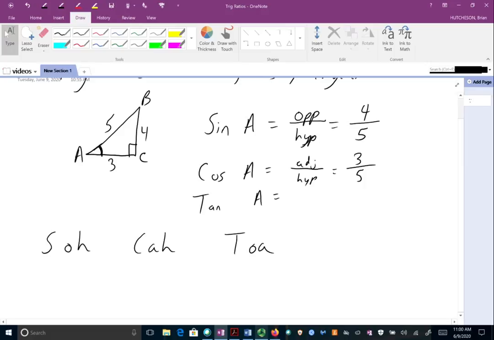Now for tangent. Tan of A is TOA. Opposite over adjacent. Well, my opposite is a 4. My adjacent is a 3.